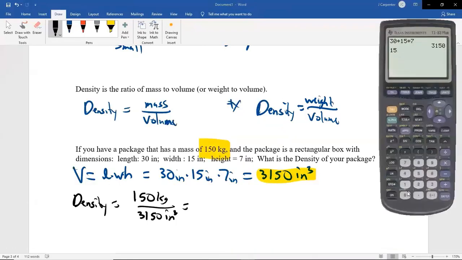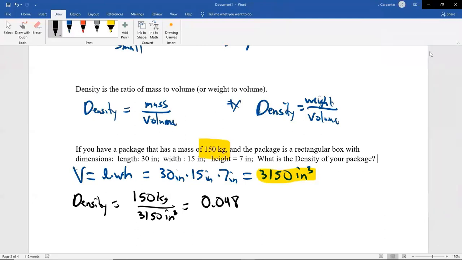150 divided by 3150. And you get 0.047619, and so on. Let's take that to 3 decimal places just for a little more accuracy, which would be 0.047, but the 6 tells us to round up, so the 7 becomes an 8. So 0.048.